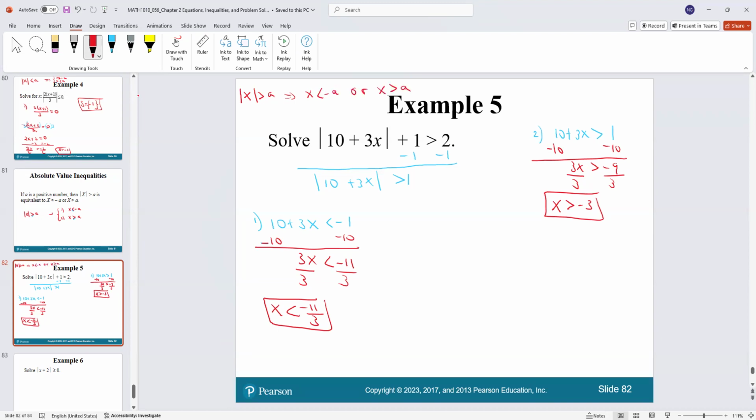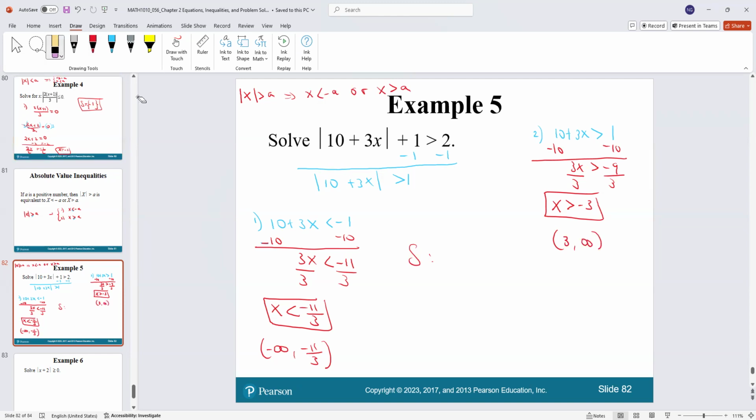When we do that, or means union of sets, so meaning we need to take everything. So what's the solution? Remember, this one we can take in terms of interval as negative infinity to negative 11 over 3. We use parentheses. And this one, x greater than 3, is 3 to infinity.